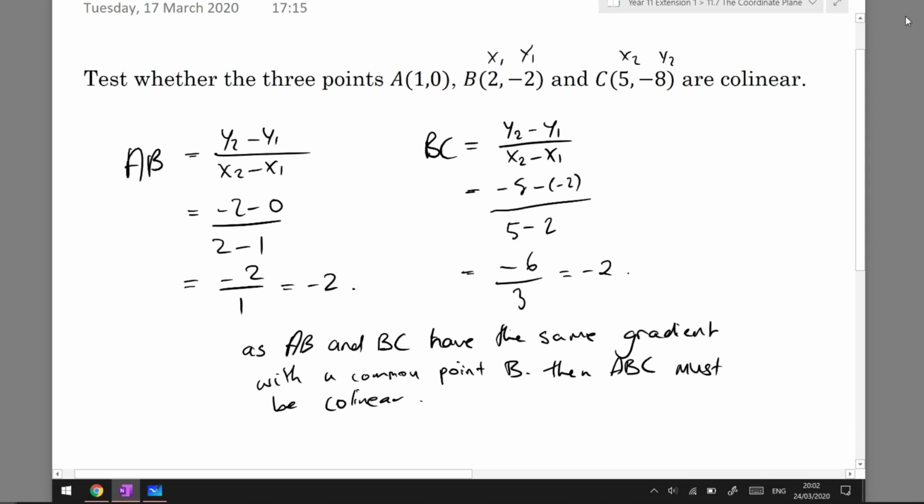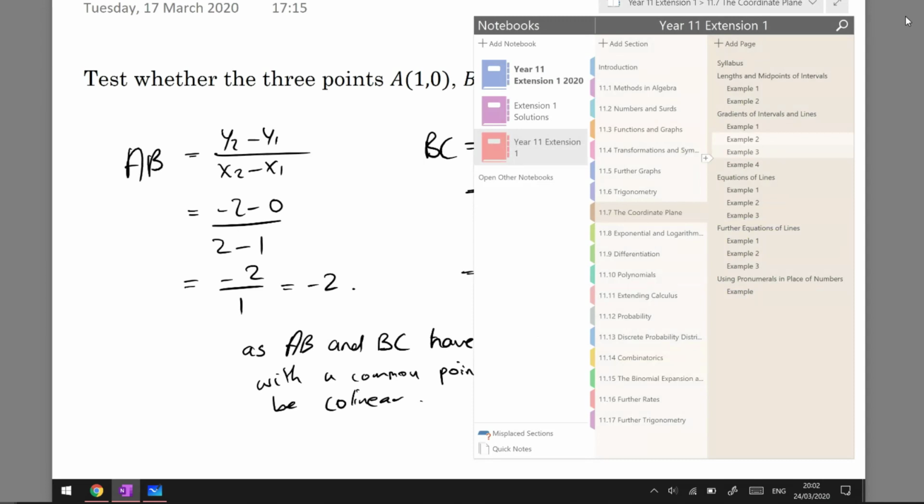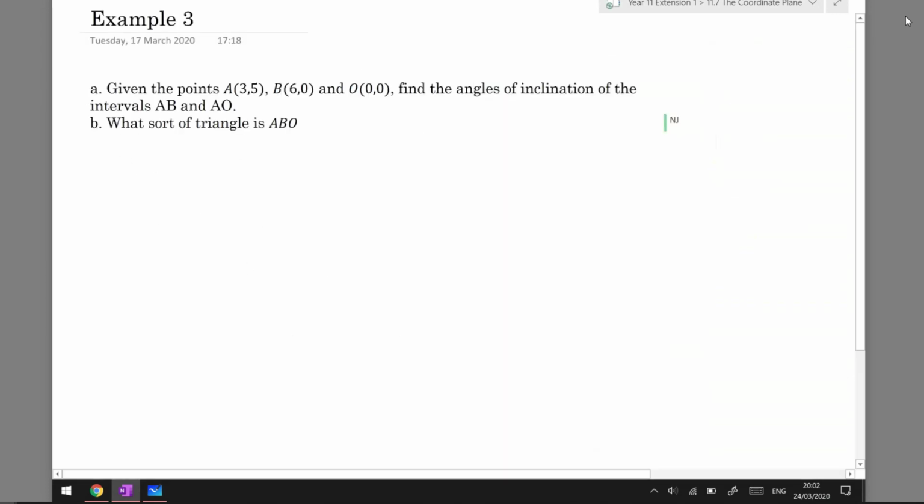Now, that's example 2. Let's move on to our second last example, example 3. This is another one where I'd recommend drawing a picture just to get your head around what we're actually doing. So part A says, given the points A(3, 5), B(6, 0), and O(0, 0), which is the origin. That's why we call it the point O. Whenever we refer to the point O, we're usually referring to the origin. But regardless, we're going to continue.